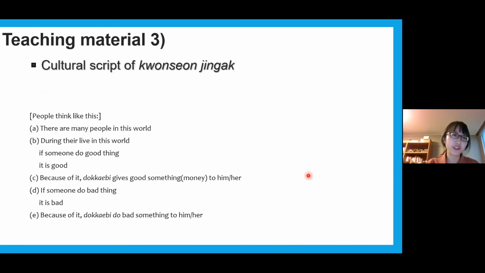This is the cultural script of 권선징악. 권선징악 means advocating good and punishing evil. This is the theme of the main story, and it is a cultural value that has been handed down for a long time in Korea. After reading the story, it's important for students to think deeply about the topic of the story.